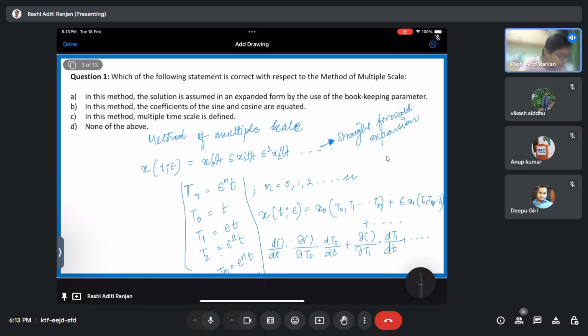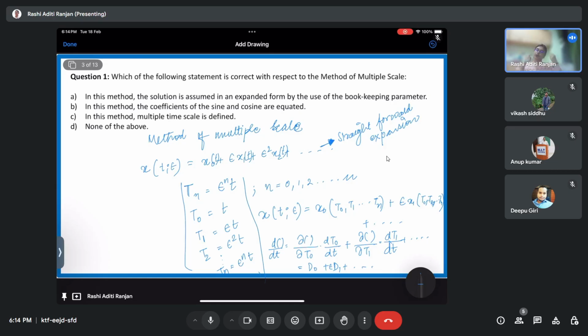Likewise, so this can be further written as what? D naught plus, if you see, T1 is what? Epsilon into T. Differentiation with respect to T will give me this. So this is how the method of multiple scale works, right? Like we calculated how d by dt is expressed in terms of the different time scales. Likewise, we are going to find the second differential also in terms of different time scales.